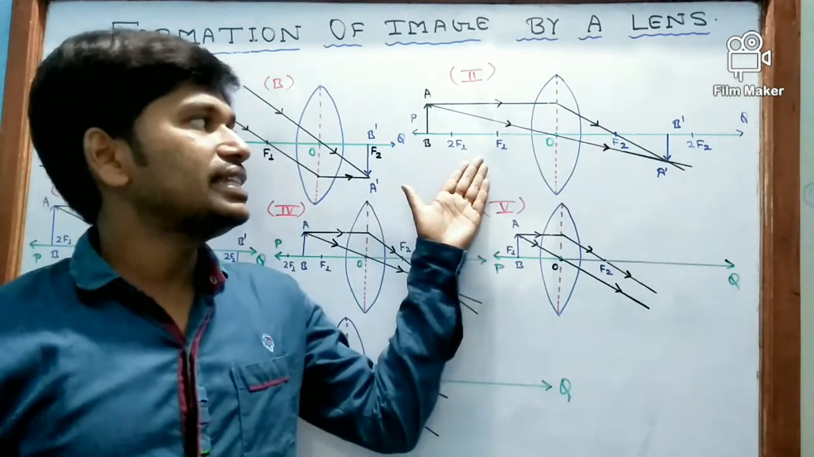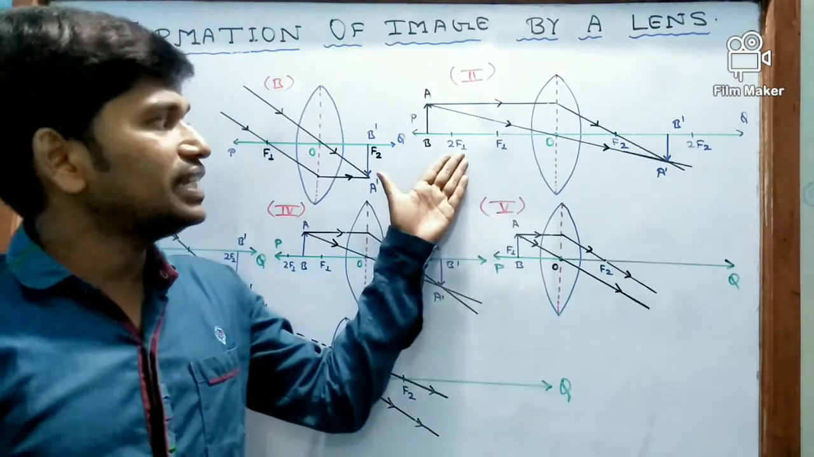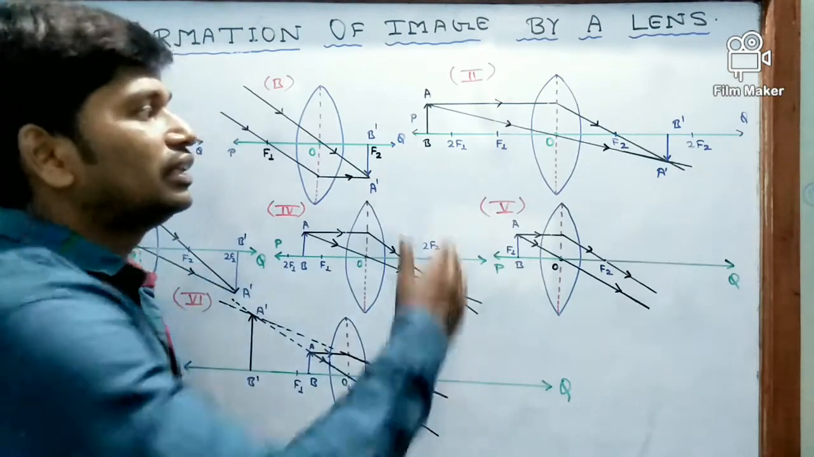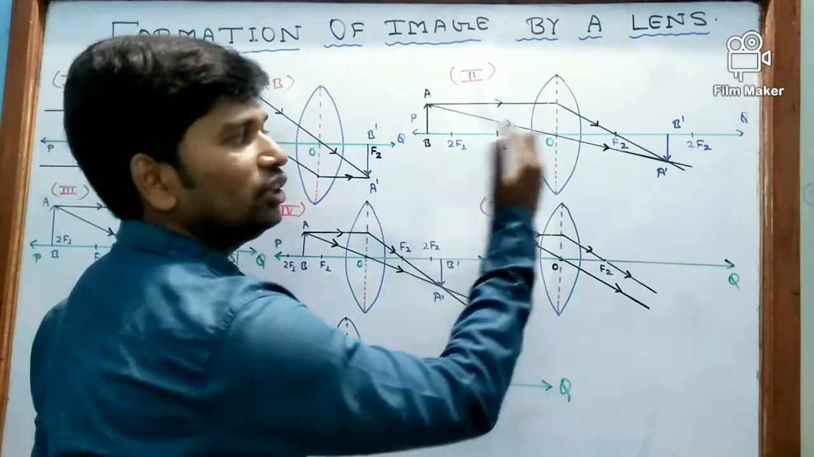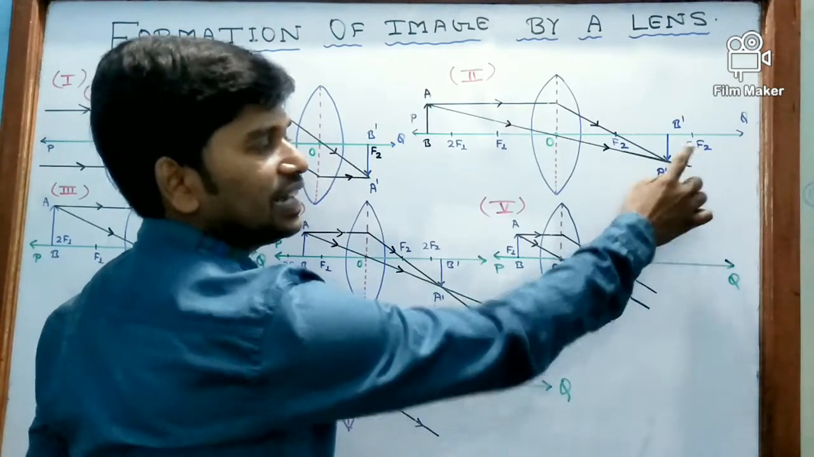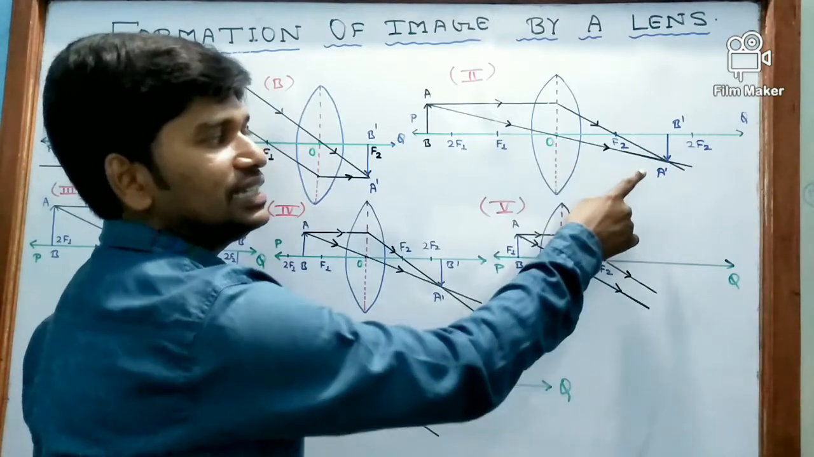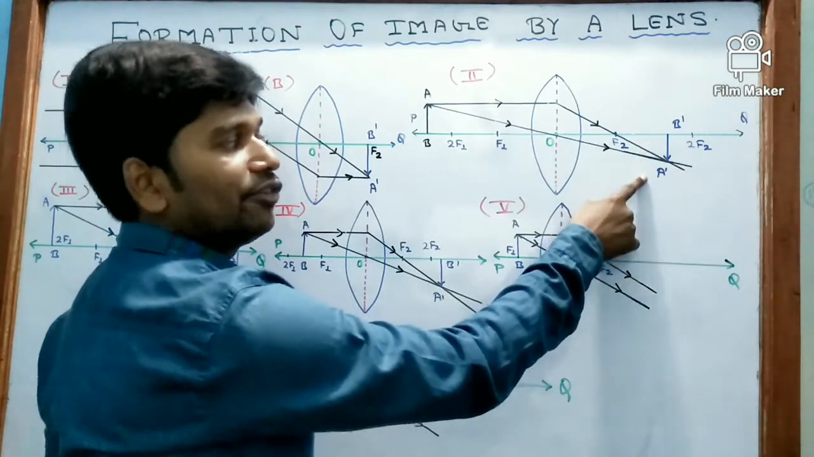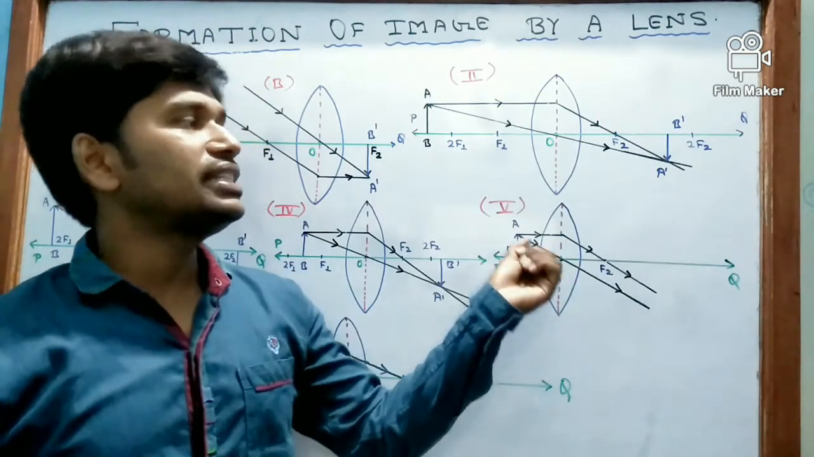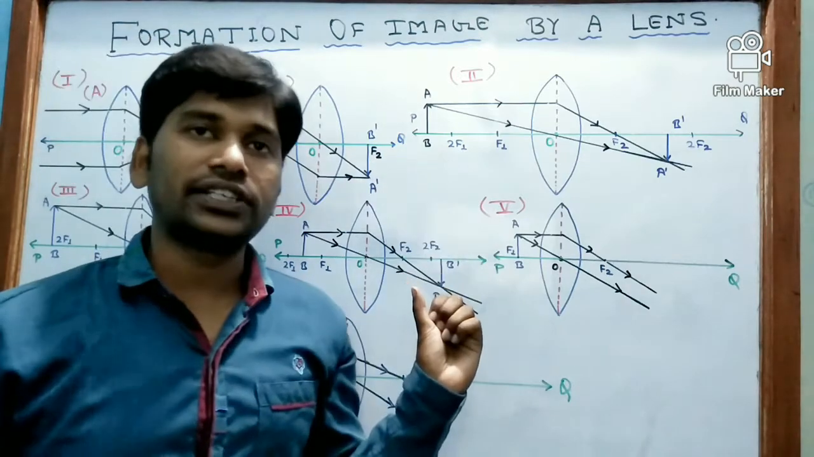Now we can see the second position, that is when the object is placed beyond the center of curvature. The image is formed on the other side of the lens between focus and center of curvature. The nature of the image is real, inverted, and the size of the image is smaller than the size of the object.